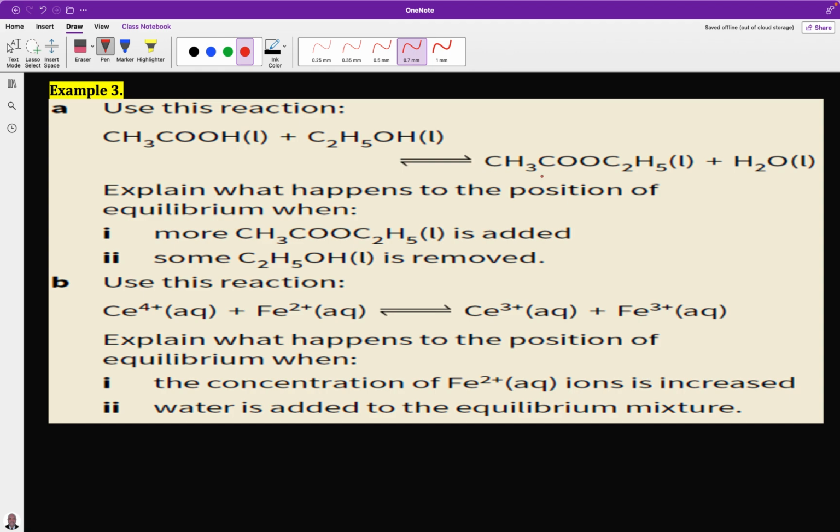Once more, when more of ethyl ethanoate is added, the equilibrium has been distorted. For the equilibrium to be established, more of the ethyl ethanoate will decompose to more of the acid and the ethanol. So the equilibrium shifts from right to left, thus establishing a new equilibrium.